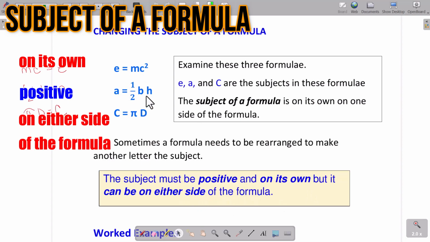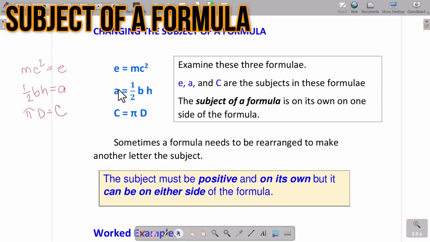So let's examine these three formulae. E, A, and C are the subjects of these formulae. They are all positive and on one side of the equation on its own. We can also rewrite these formulae as this, wherein E, A, and C are on the right side and these expressions are on the left side. So these two are totally the same.